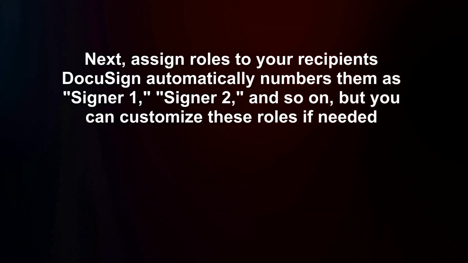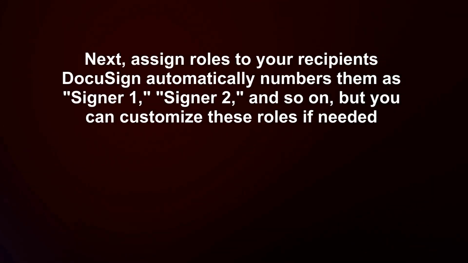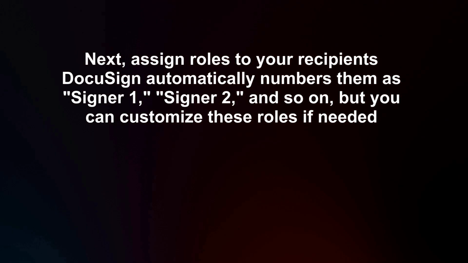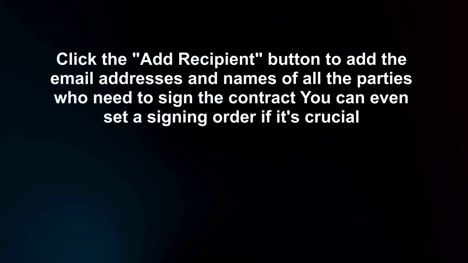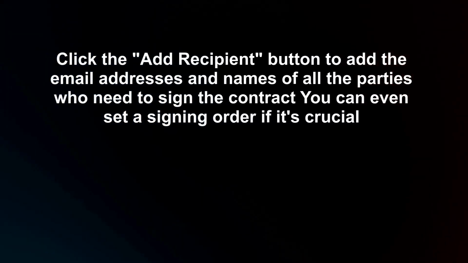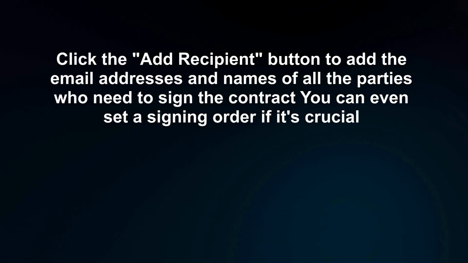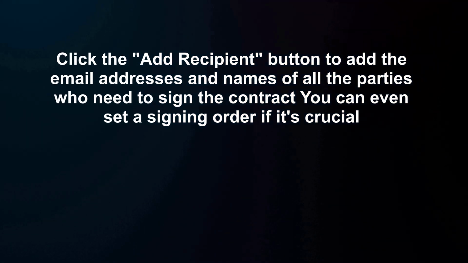Docusign automatically numbers them as Signer 1, Signer 2, and so on, but you can customize these roles if needed. Click the Add Recipient button to add the email addresses and names of all the parties who need to sign the contract. You can even set a signing order if it's crucial.